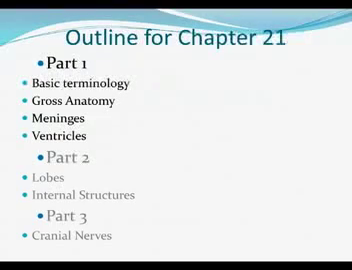All right, and so like I said, we're going to cover 3 parts today. Part 1 is going to cover some basic terminology, some of the gross anatomy structures, and then 2 specific structures within it, the meninges and the ventricles. Part 2 is going to get into some of the lobes and other internal structures, and then Part 3 deals with the cranial nerves.